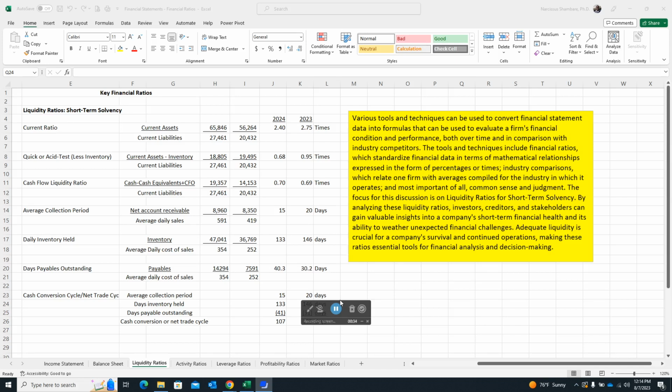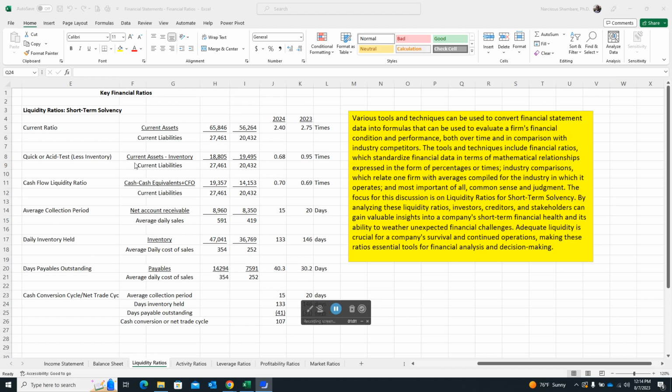So the tools and techniques include important financial ratios that can give an idea as to the solvency of the organization, at least in the short term. In other words, the main focus here is to understand how well the organization is placed in terms of being able to fulfill its immediate financial obligations, right? Being able to pay its bills.